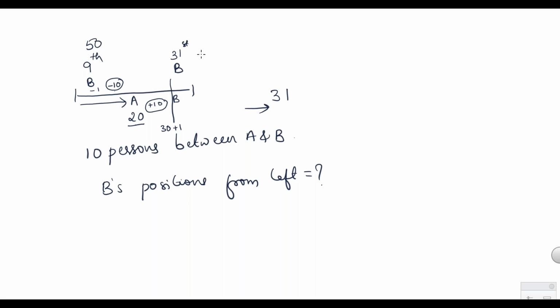No, B is not on the left. The question is, what is B's position from the left? Counting from the left hand, what is B's position, that is the question. It does not say B is on the left. So in case B is on the left of A, from the left hand B will become 9th. If B is on the right, counting from the left hand, B will become the 31st person. That does not mean that B is on the left of A. We are just asking from the left hand if you start, what is B's position?